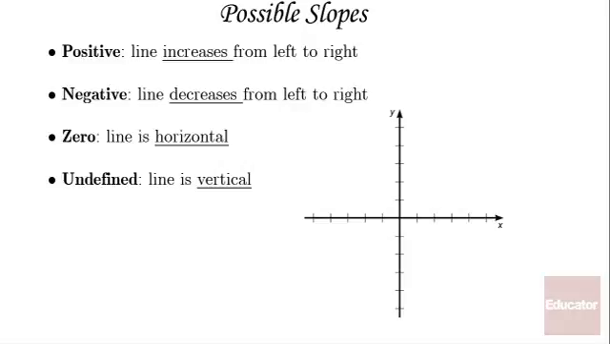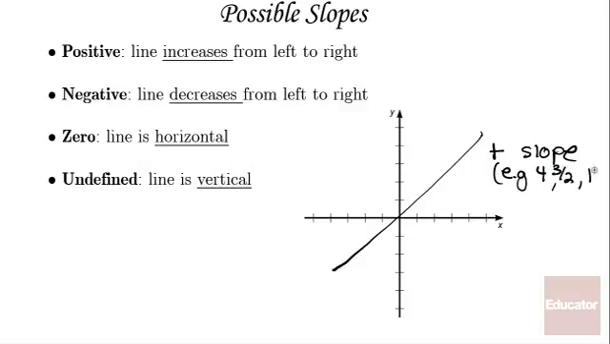Okay, for example, if I have a line that increases from left to right, it would look like this. And this would have a positive slope. For example, the slope could be 4, it could be 3/2, it could be 1. Okay? So lines that are increasing, the values are increasing as it goes from left to right, have a positive slope.